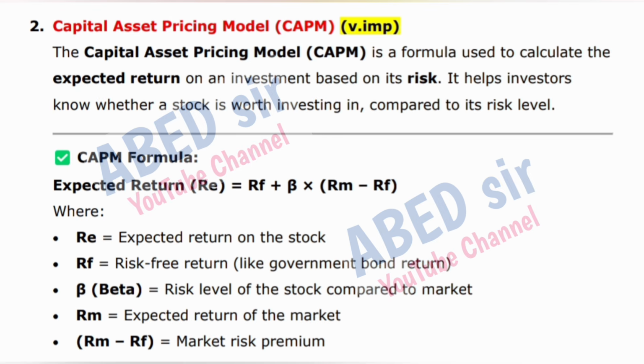CAPM formula. Expected return, RE, is equal to RF plus beta times (RM minus RF), where RE is equal to expected return on the stock. RF is equal to risk-free return, like government bond return. Beta is equal to risk level of the stock compared to market. RM is equal to expected return of the market. RM minus RF is equal to market risk premium.